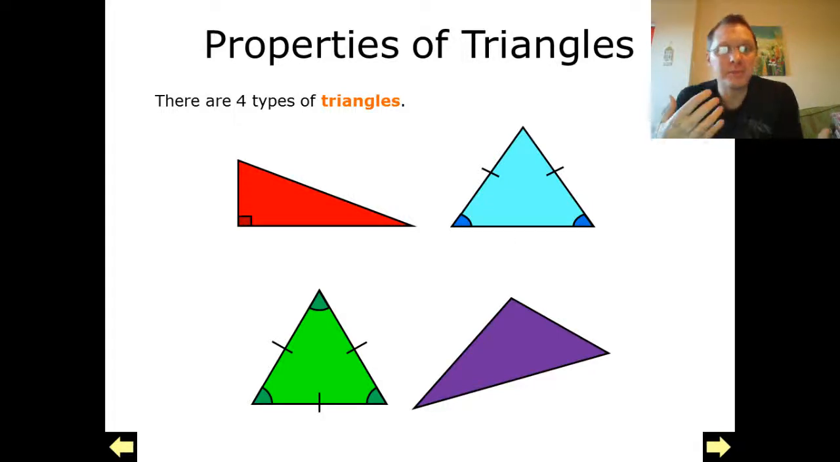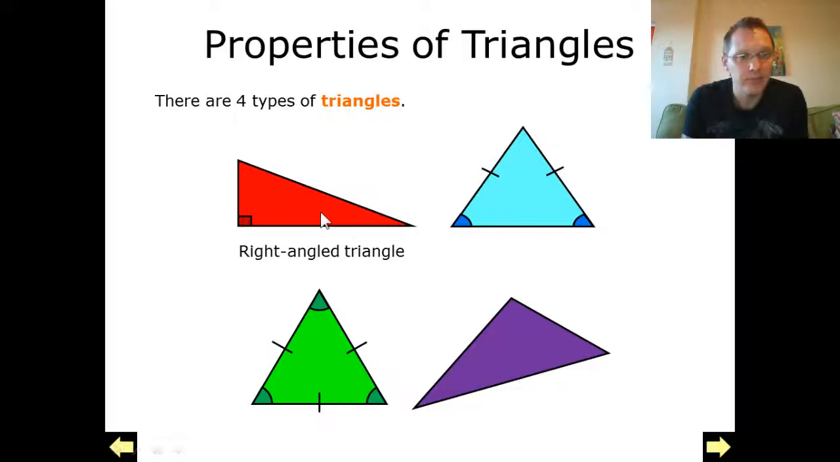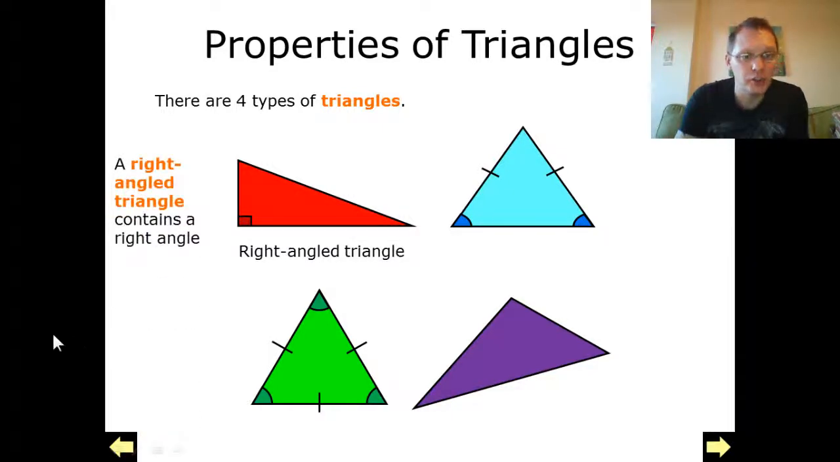So when we're talking about properties of triangles, there are four main types of triangle that we need to be aware of, and these are shown here. So first of all, we've got our right angle triangle, and of course it's a right angle because we can see here that there is a right angle in that triangle.